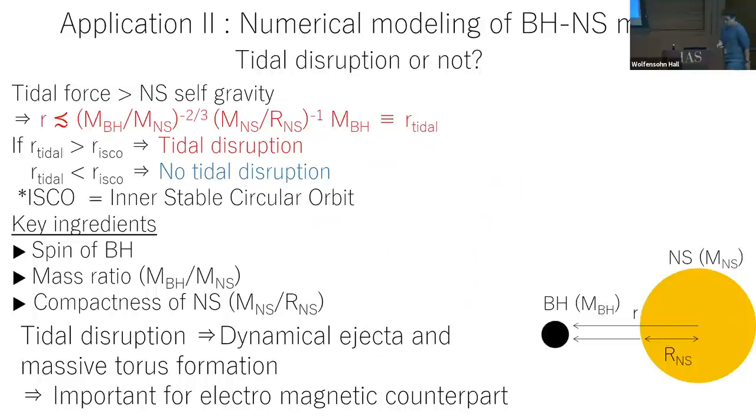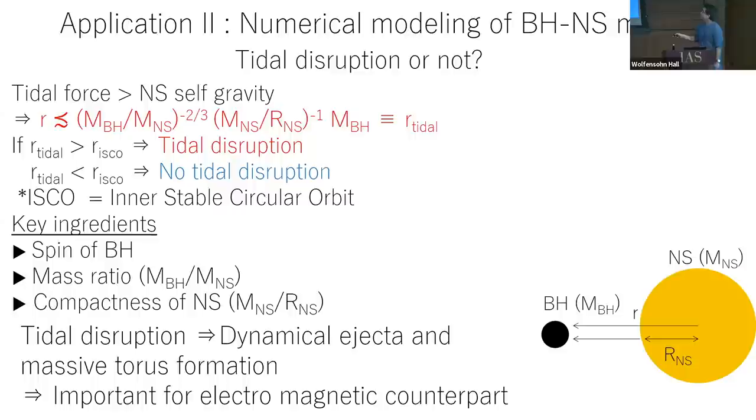In the black hole neutron star system, tidal disruption is an important thing. So let me explain the important ingredients for tidal disruption. You can easily derive the condition for tidal disruption by equating the tidal force from the black hole to the self-gravity of the neutron star. The tidal radius is characterized by the mass ratio, the compactness of the neutron star, and the black hole mass. If the tidal radius is larger than the radius of the innermost circular orbit of the black hole, tidal disruption happens.